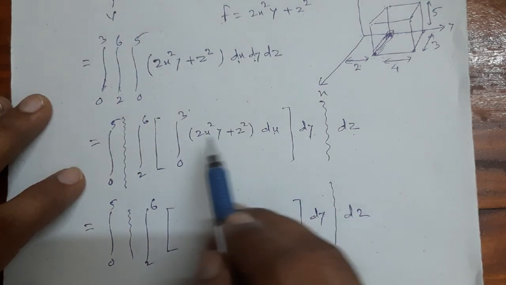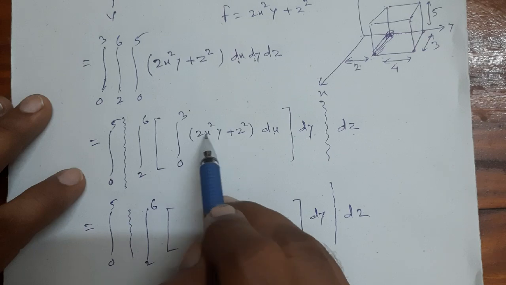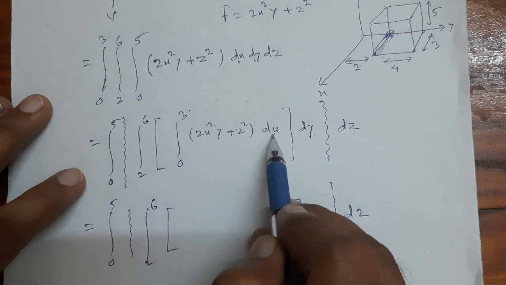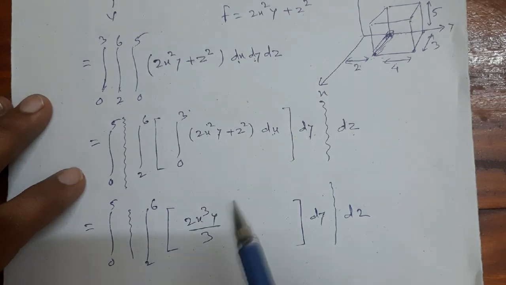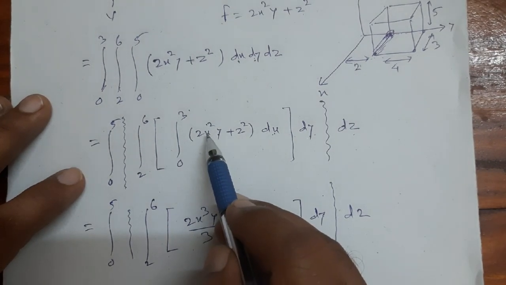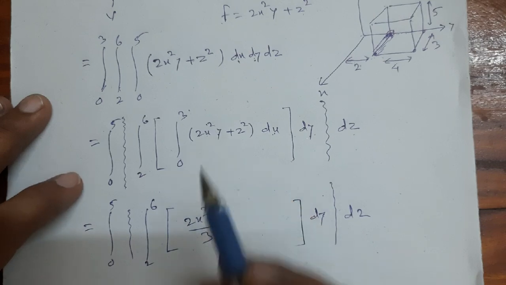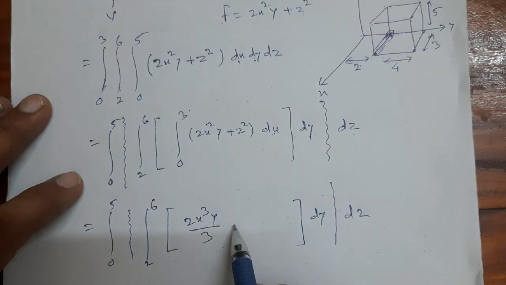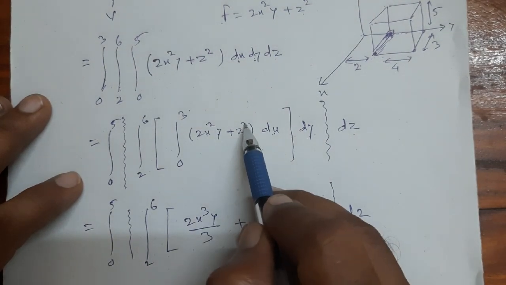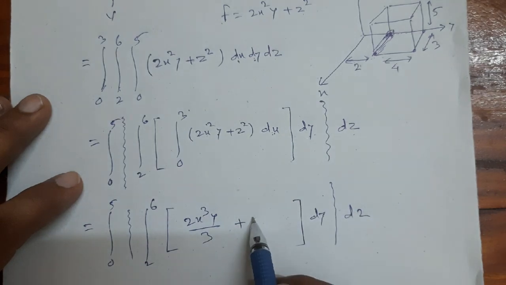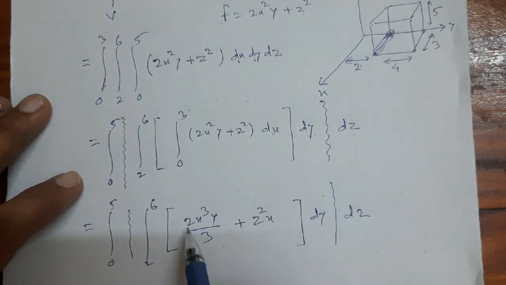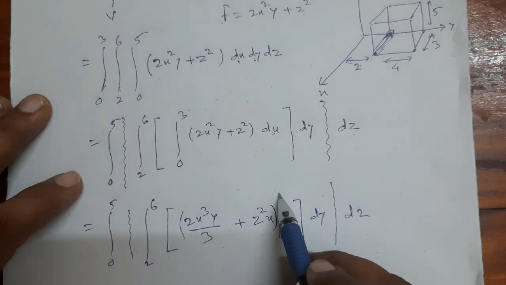Now I will solve this integration. The first term is 2x square y; integration with respect to x is 2x cube y upon 3, correct? 2y is constant, and the integration of x square with respect to x is x cube divided by 3. Plus z square is there, and z is constant, so the integration over x is z square into x, and this is from 0 to 3, correct?